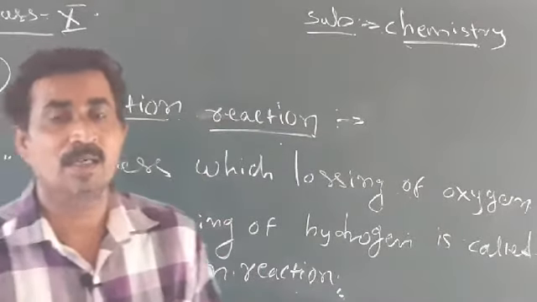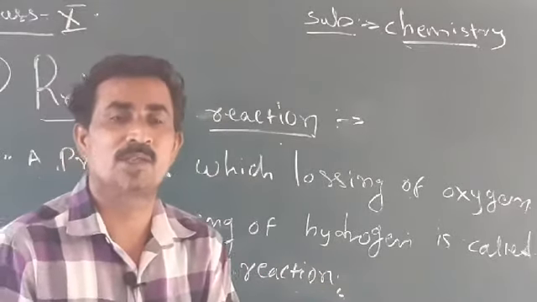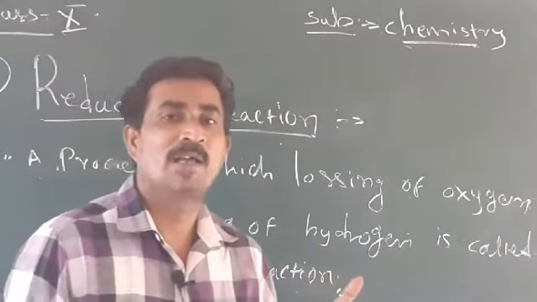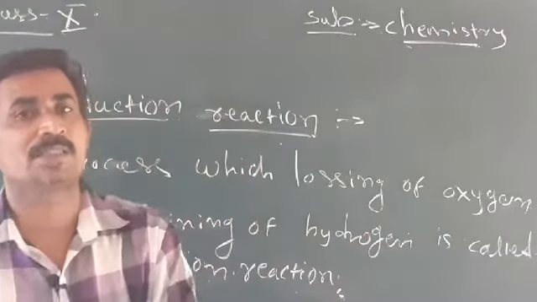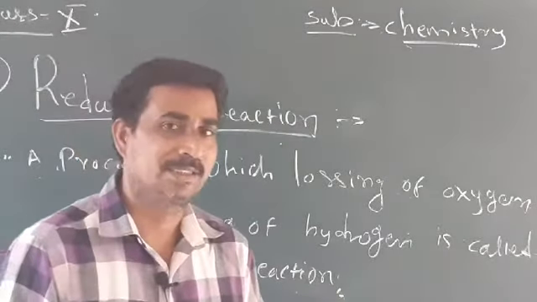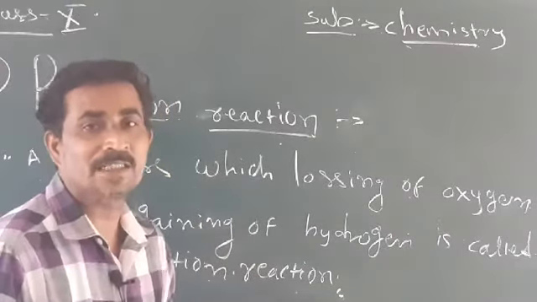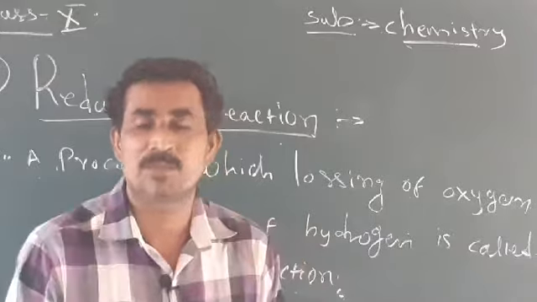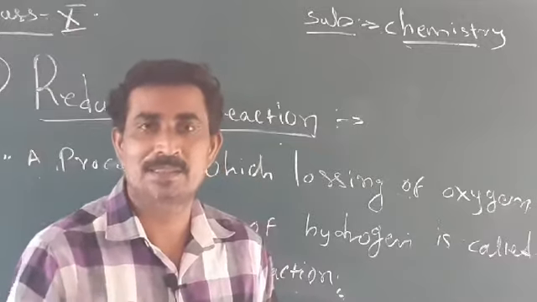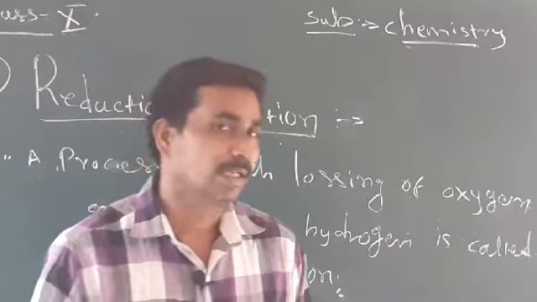Before this we learned about the 6th type, oxidation reaction. Oxidation and reduction are opposite to each other. In one, oxygen is added and hydrogen is lost, and in the other, hydrogen is added and oxygen is removed. Both types of reactions together we call a redox reaction. We will learn more about that later. Now let us see what a reduction reaction means. The reaction in which hydrogen is gained and oxygen is lost is called a reduction reaction.